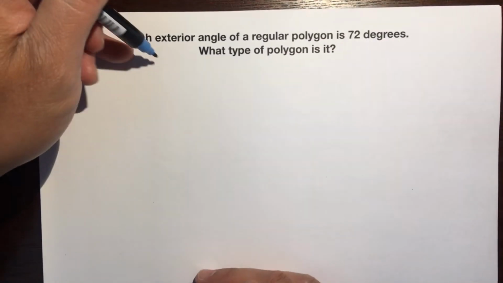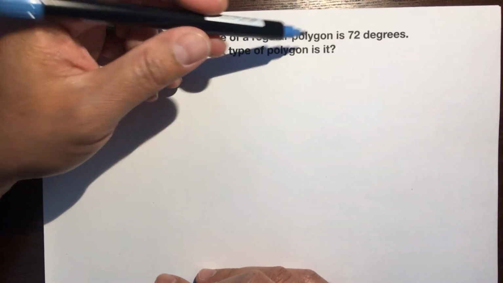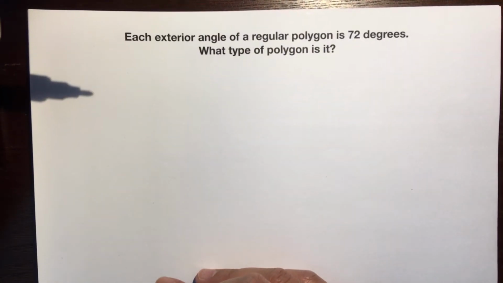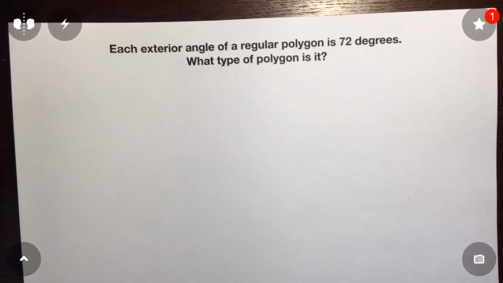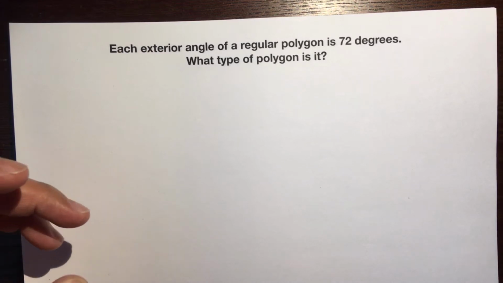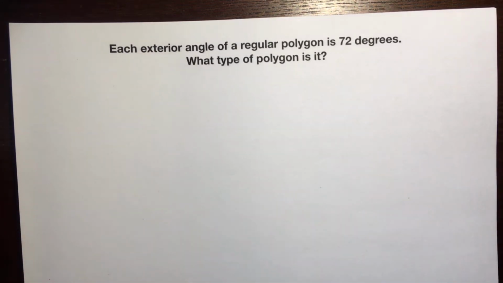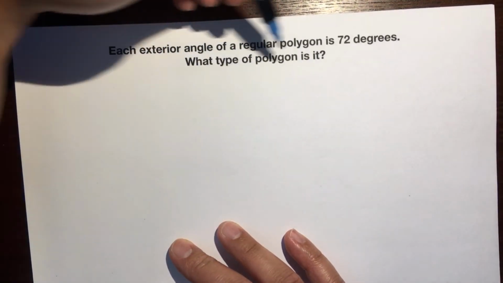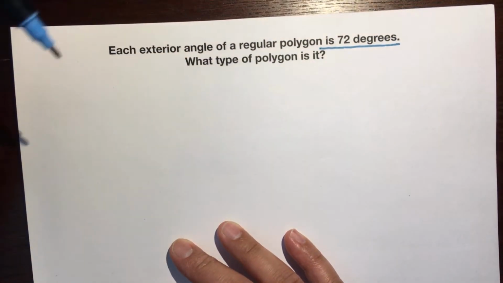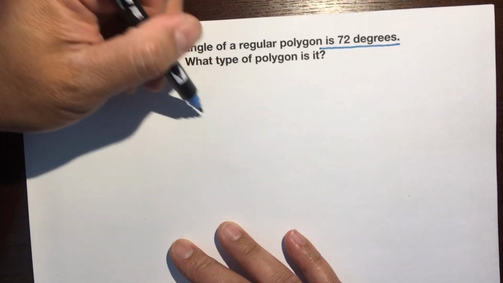It says here, each exterior angle of a regular polygon is 72 degrees. What type of polygon is it? So, do you understand what the question is asking for? It's really asking how many sides there are. If one of the exterior angles is 72 degrees, I don't know the rest, but we do know that one of the exterior angles is 72 degrees.